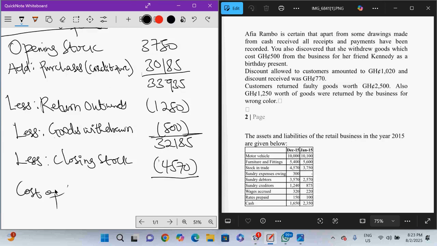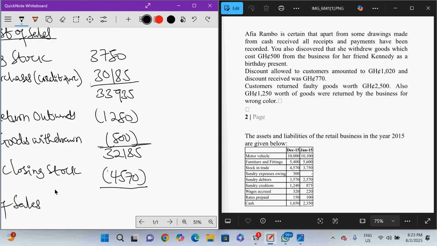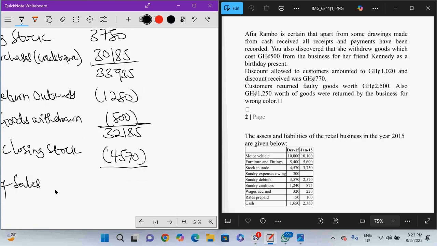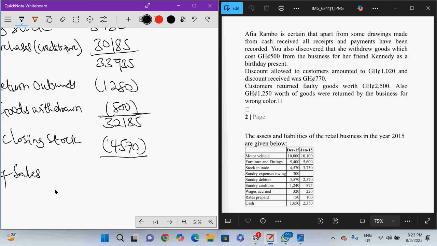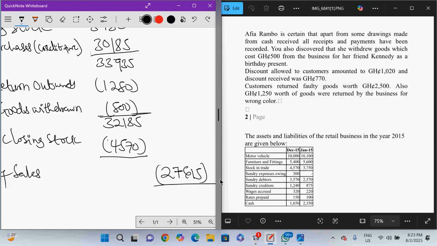All right, so this becomes our cost of sales. So how much is it? 27615. So that is the cost of sales.